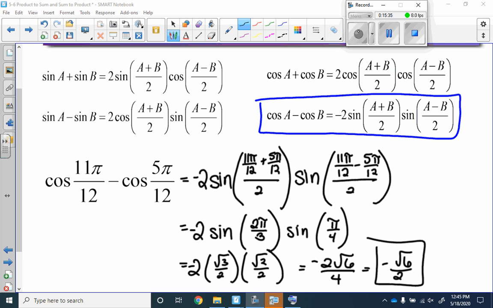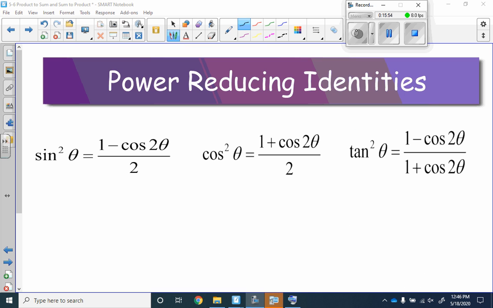Right, negative square root of 6 over 2 is what we should get. Really, it's just a matter of working with the fractions at this point. But 11 pi over 12 plus 5 pi over 12, divided by 2, gives me 2 pi over 3. 7 pi over 12 minus 5 pi over 12, divided by 2, we get pi over 4. So that allows us to evaluate.